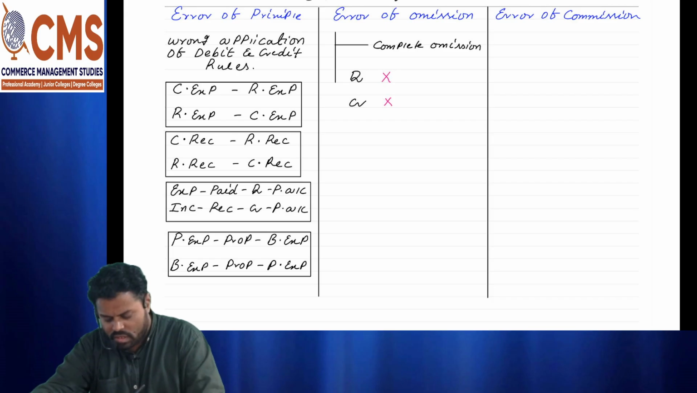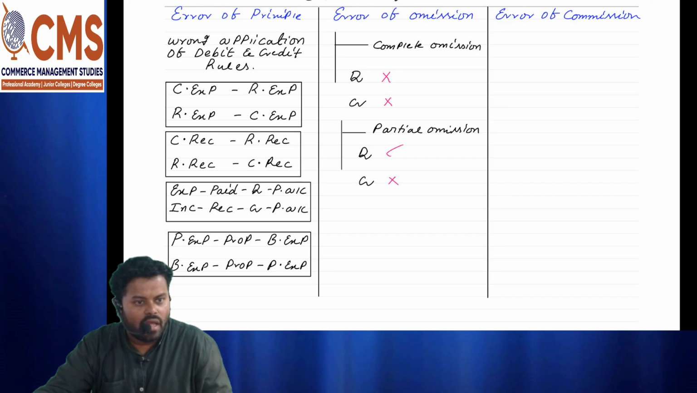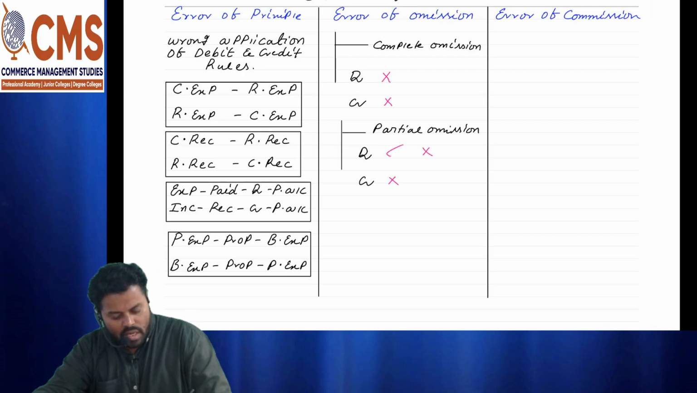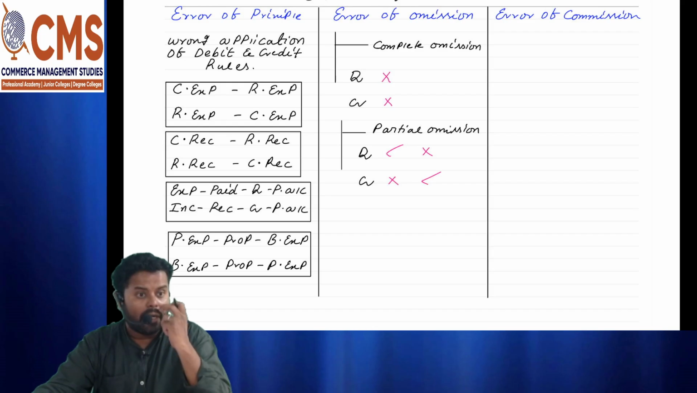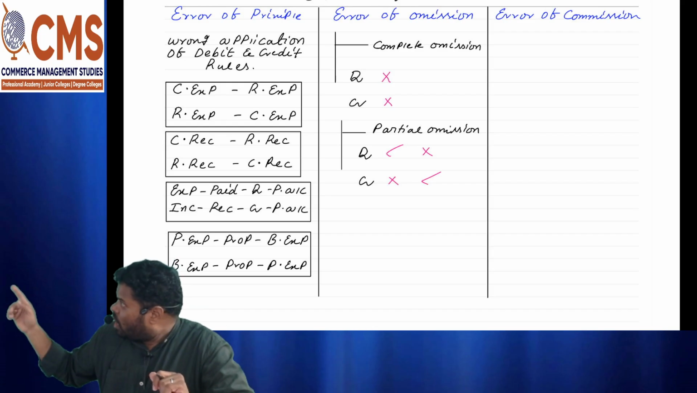What is the next one? What is the next class? Partial omission. So what is partial omission? I will record whatever I feel like. I will not record whatever I don't feel like. Out of debit and credit, debit is recorded. I hate credit. Or sometimes I hate debit. I love credit. That's how it works.